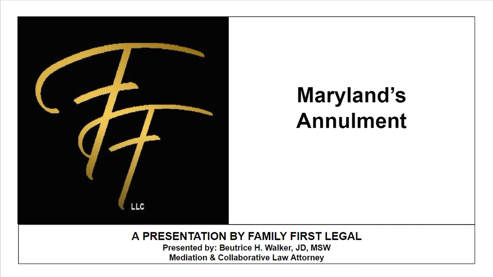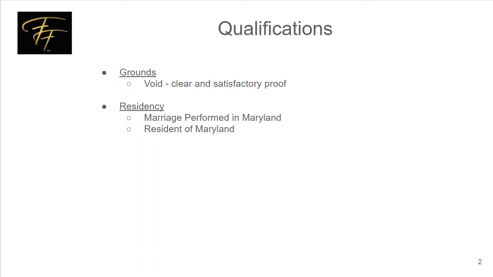Today's presentation will be on Maryland's annulment law. First, we will look at the qualifications for an annulment. First, you must have grounds, meaning the marriage must have been void. There is another category known as voidable, but that's not necessarily going to qualify you for an annulment. And we'll talk about that in just a moment.